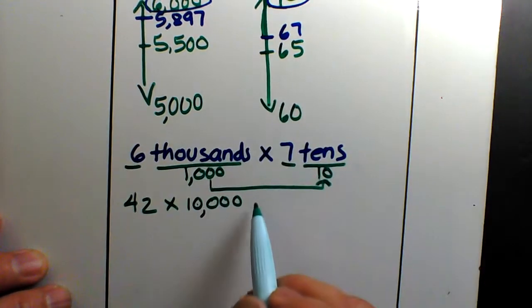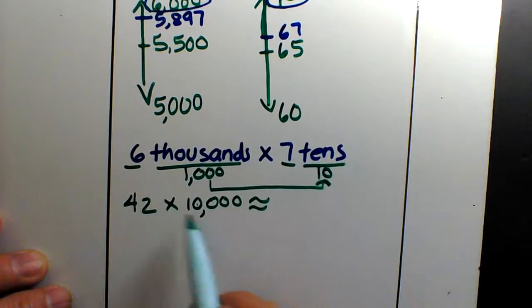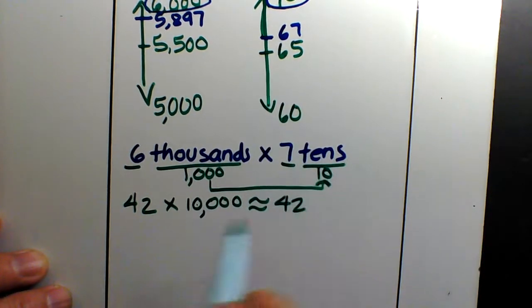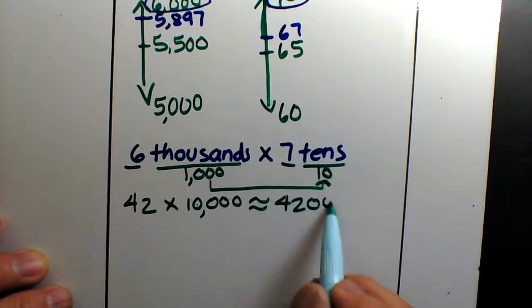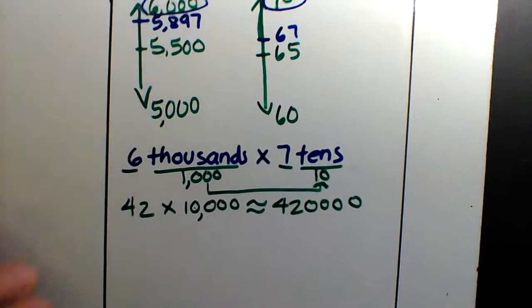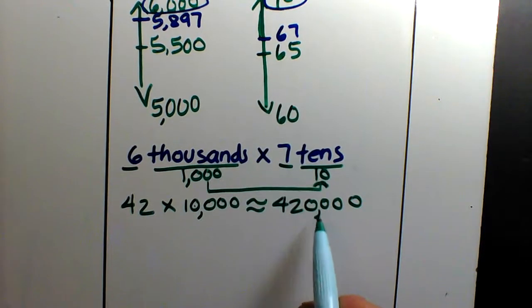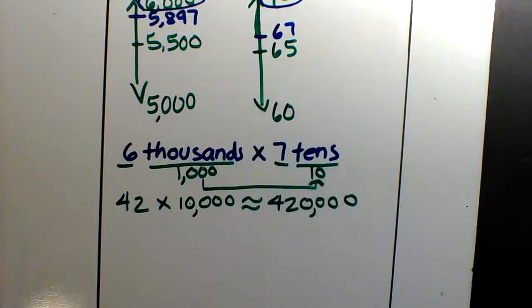So now our estimation is going to be 42 times 10,000, which will be 42 and 4 zeros. 1, 2, 3, 4. So 42 times 10,000 equals 420,000. That will be one way to solve it, my friends.